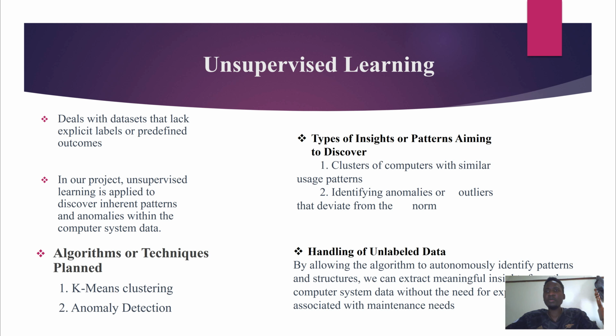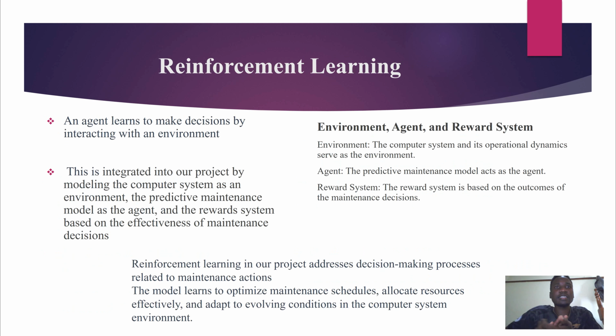So how are we going to handle unlabeled data? We shall handle unlabeled data by allowing the algorithms to autonomously identify patterns and structures, so that we can extract meaningful insights from the computer system data without the need for explicit labels associated with maintenance needs. So we shall move on to our next, which is reinforcement learning. Here an agent learns to make decisions by interacting with an environment.